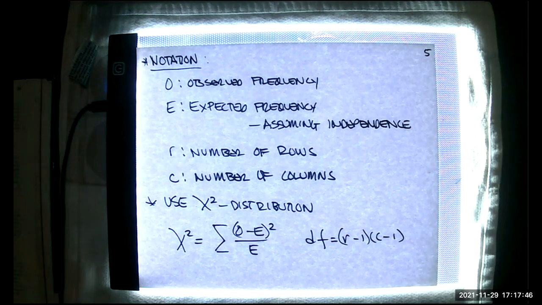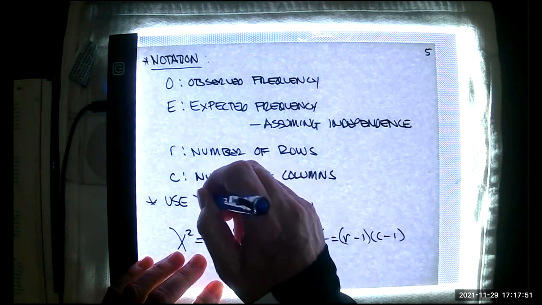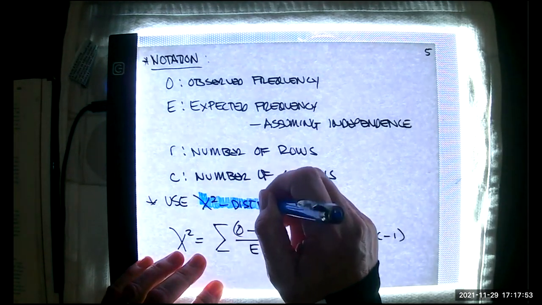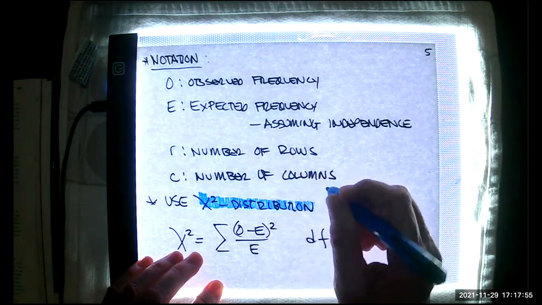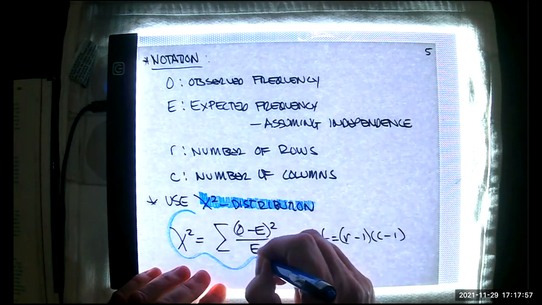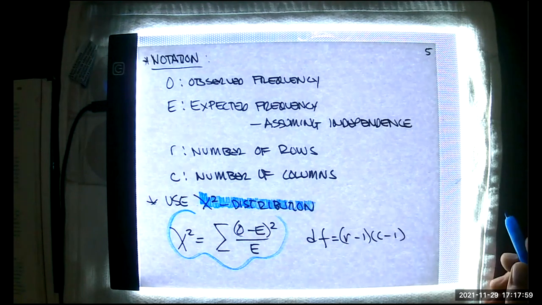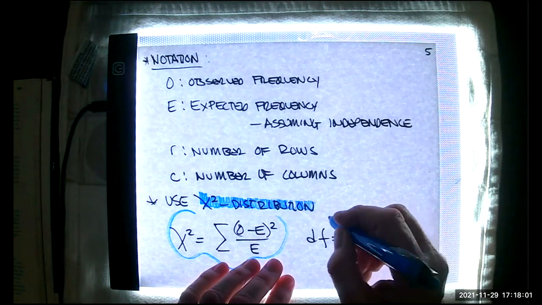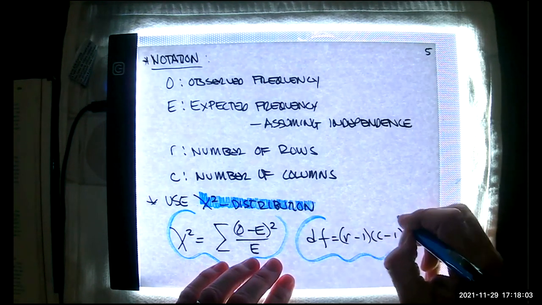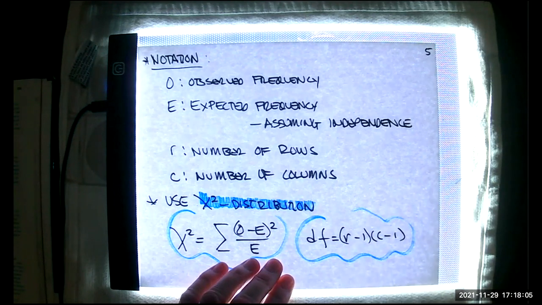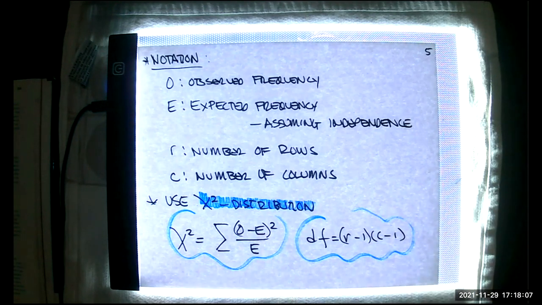I will note that we use a chi-square distribution, again, just like in the goodness of fit test. We even have exactly the same test statistic. The degrees of freedom for our test, though, is a little bit different here. It's the number of rows minus 1 times the number of columns minus 1.